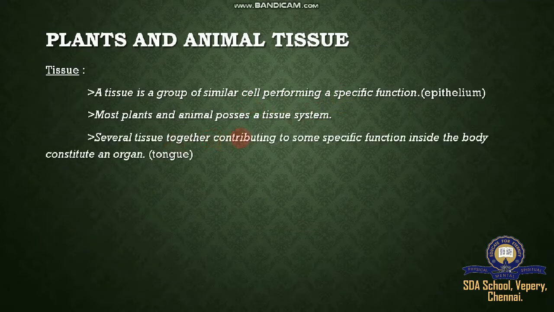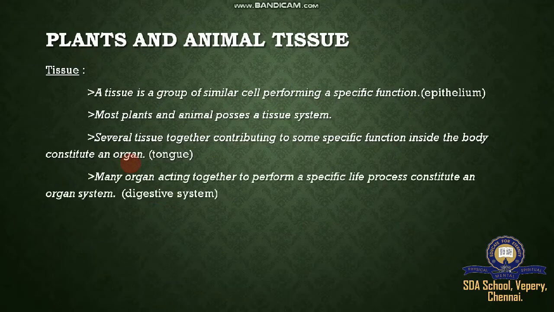Several tissues together contributing to some specific function inside the body constitute an organ. So first of all, cell, then tissue, then organ. What is an organ? Example, the tongue. In our body we have an important sense organ called the tongue, and this tongue is one of the organs. A group of tissues, a number of tissues together contributing to some specific function inside the body, constitute an organ.